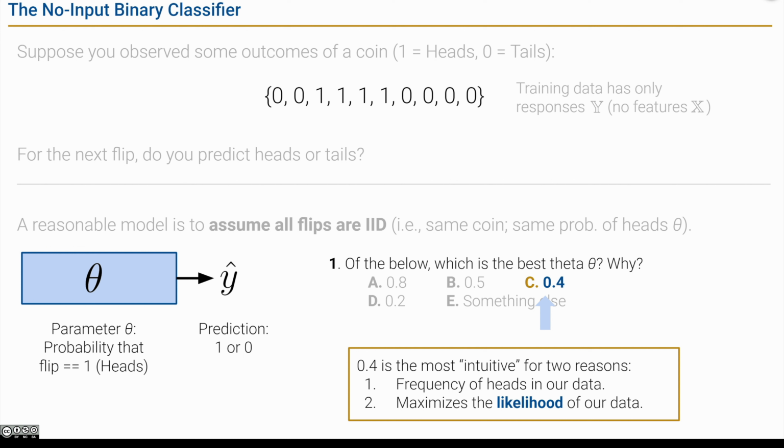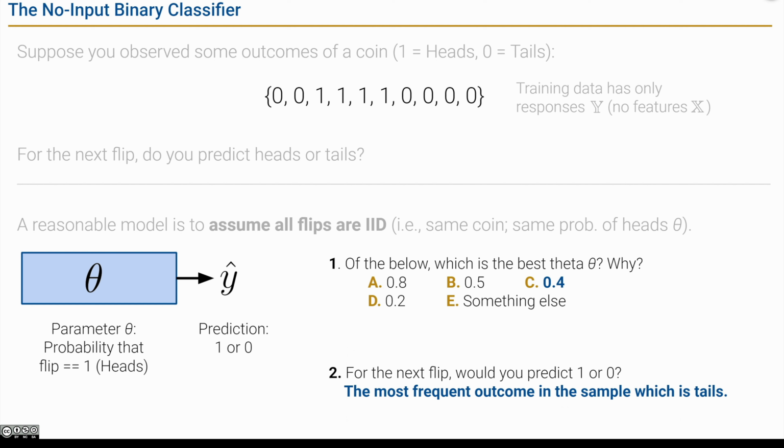Now I have to make a prediction. For the next flip, would you predict 1 or 0? Well, since it's 0.4, I have a 40% chance of heads, so I'm more likely to predict tails, which is the most frequent outcome in the sample. That is one way to set up this classifier.